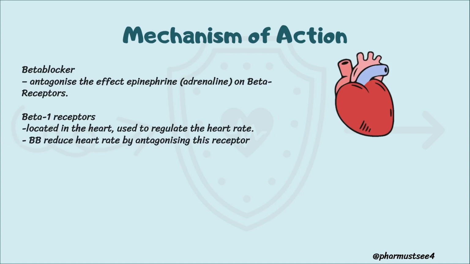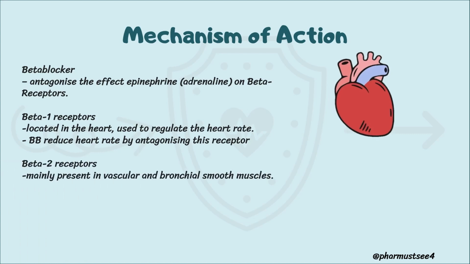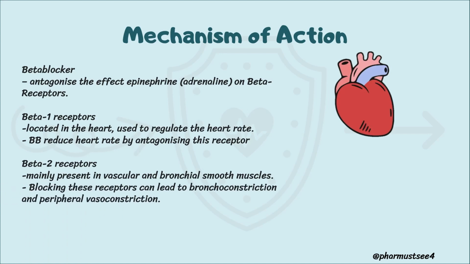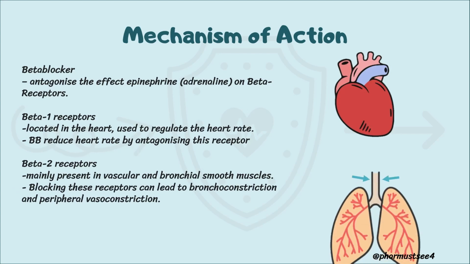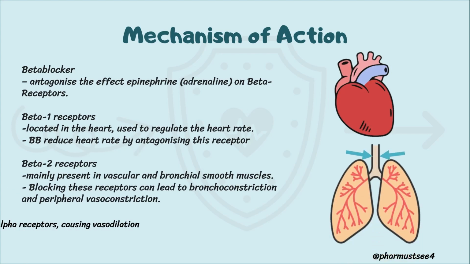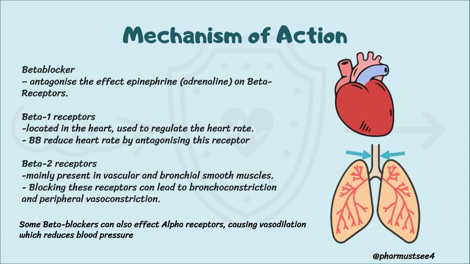By antagonizing these receptors, beta blockers reduce heart rate by impacting the SA node activity, AV nodal conduction, and the heart contractility. Beta 2 receptors are present in vascular and bronchial smooth muscles, and blocking these receptors can lead to bronchoconstriction and peripheral vasoconstriction. Certain beta blockers also block alpha receptors, resulting in vasodilatory effects that help lower the blood pressure.